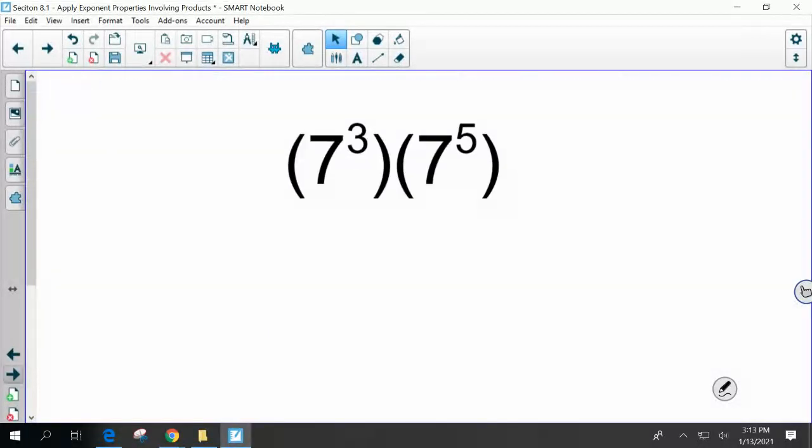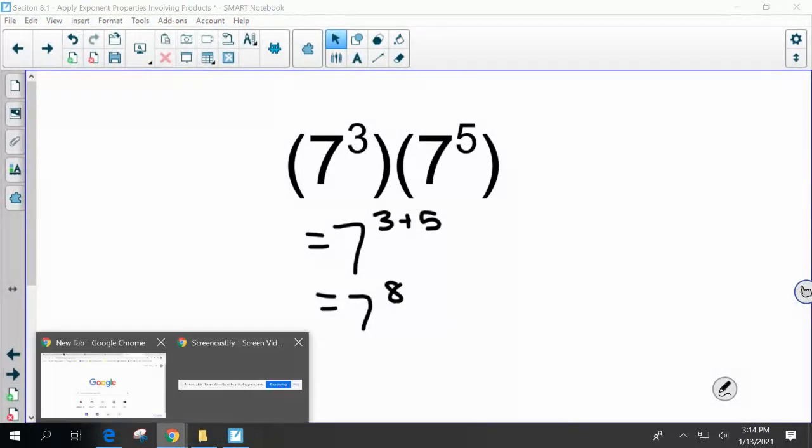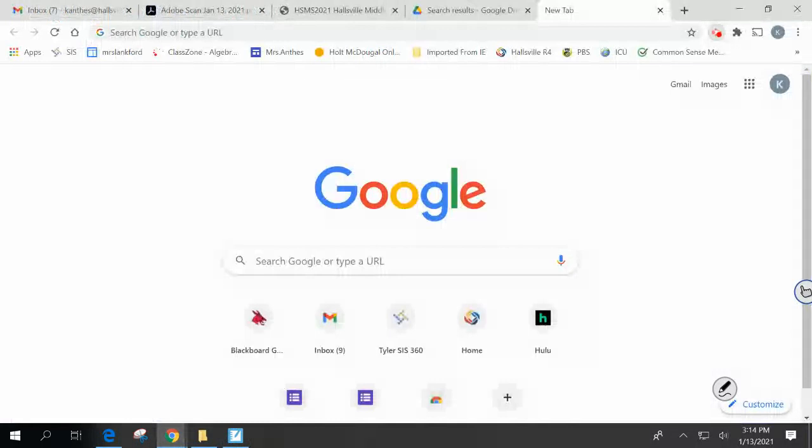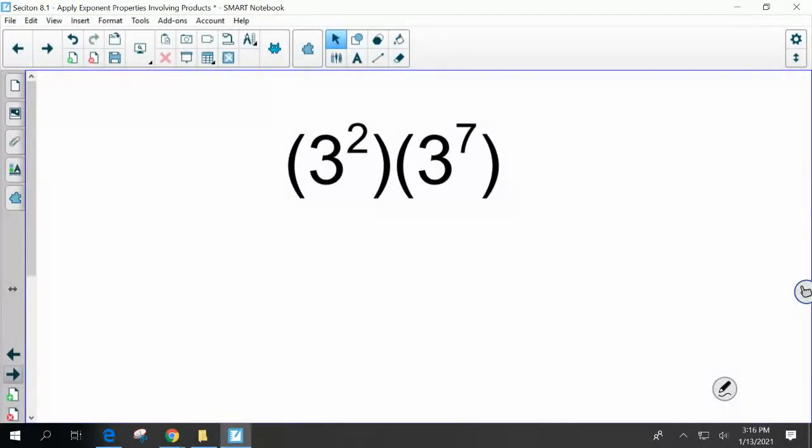For example, 7 to the third times 7 to the fifth. We both have a base of 7, so this would equal 7 to the 3 plus 5, so that would equal 7 to the 8th power. All right, the next problem, 3 squared times 3 to the 7th. They both have a base of 3, so this would be 3 to the 2 plus 7, which would equal 3 to the 9th power.